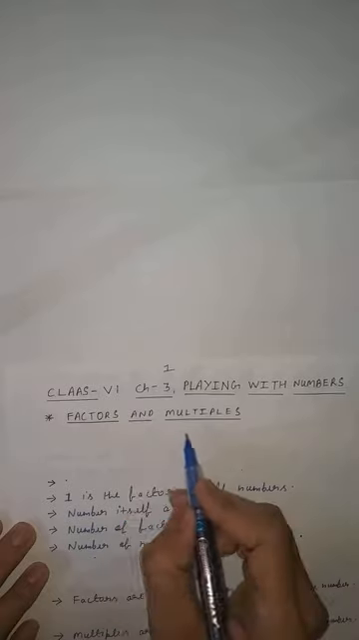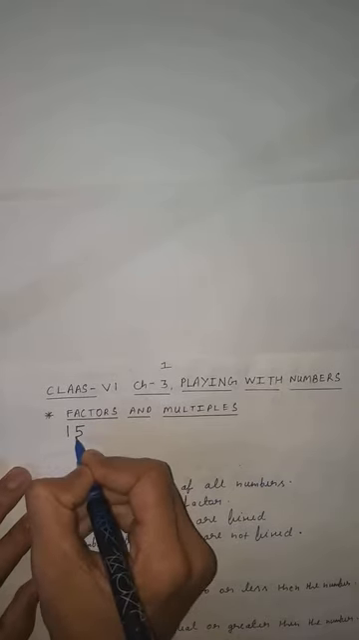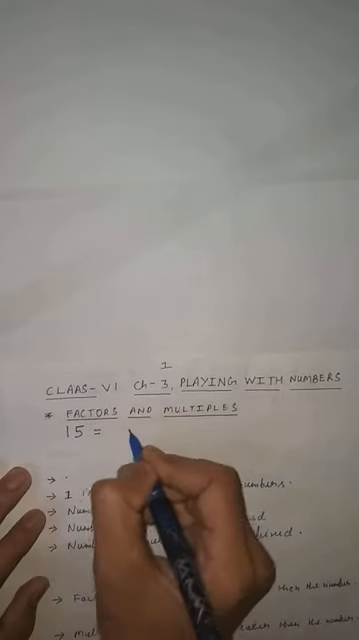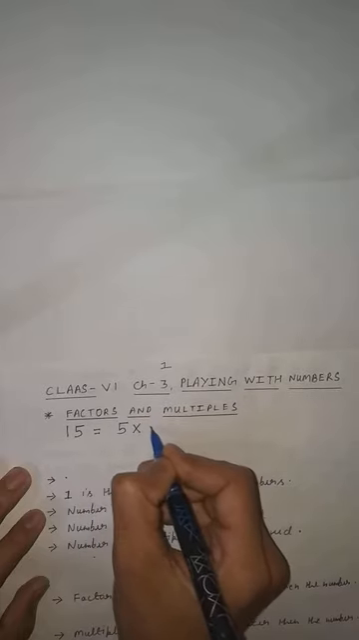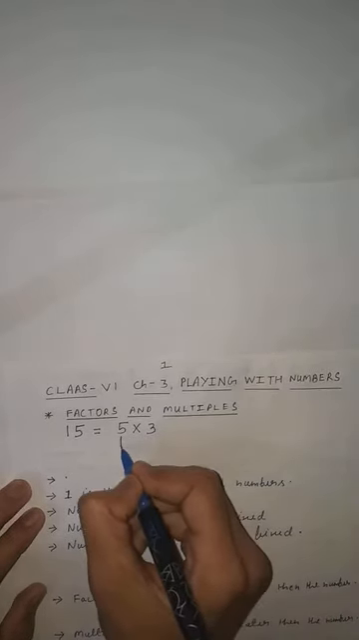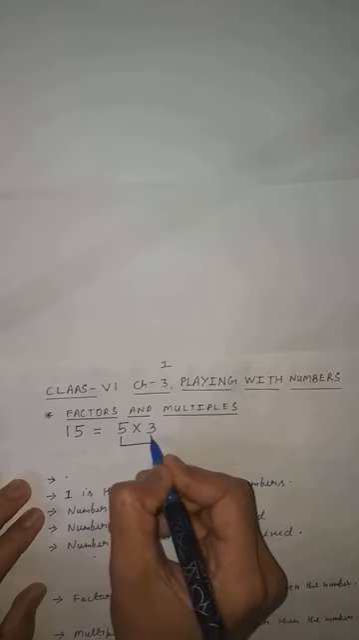Our first topic is factors and multiples. What are factors and multiples? For this, I am going to take one example. If you are writing 15, this is the number, you can write down 5 multiplied by 3. Here, 5 and 3 are what?